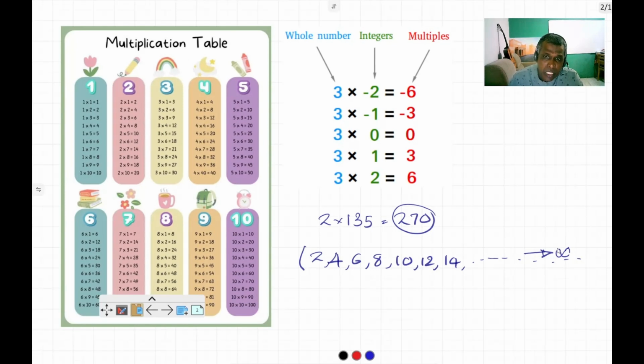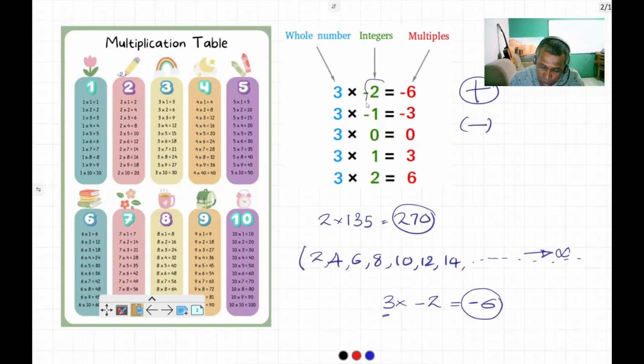As well as, multiples can be positive or negative. They can be positive numbers as well as negative numbers. 3 times minus 2 is equal to minus 6. Minus 6 is a multiple of 3.